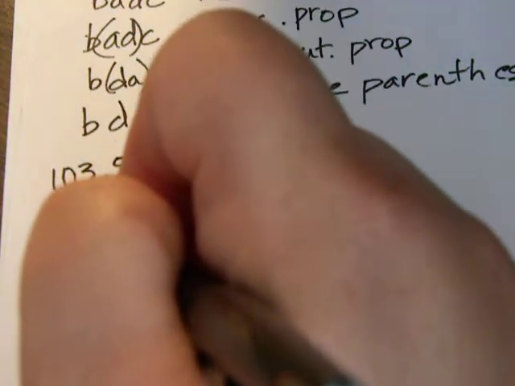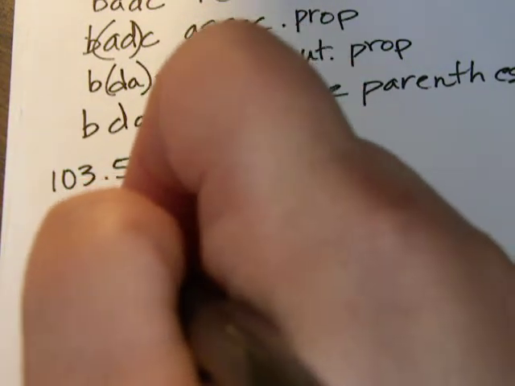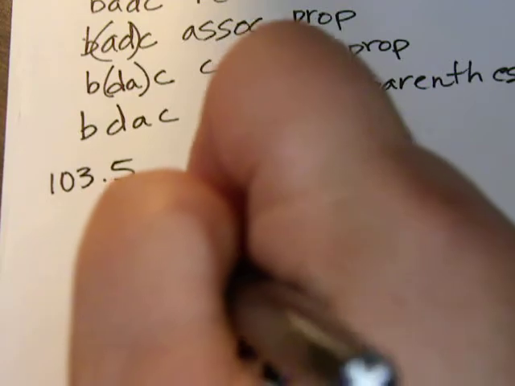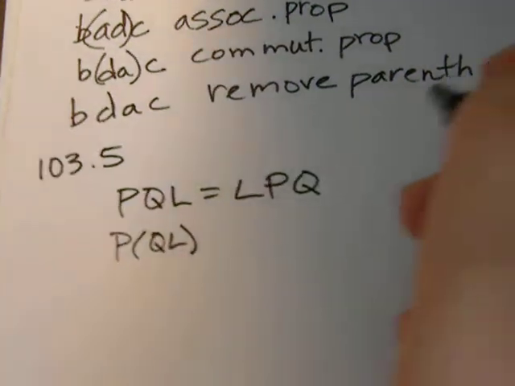So what I'm going to do is I'm going to put parentheses around Q and L. And I'm going to say that that's the associative property, then switch them, commutative property.